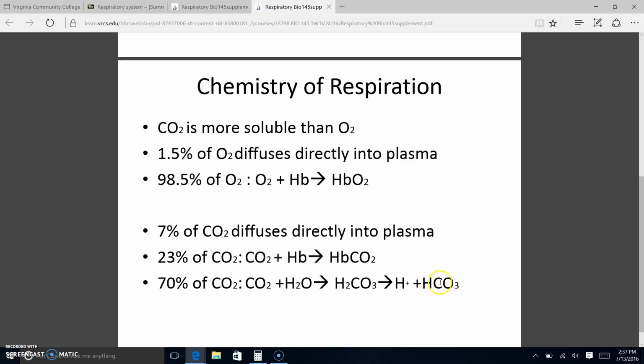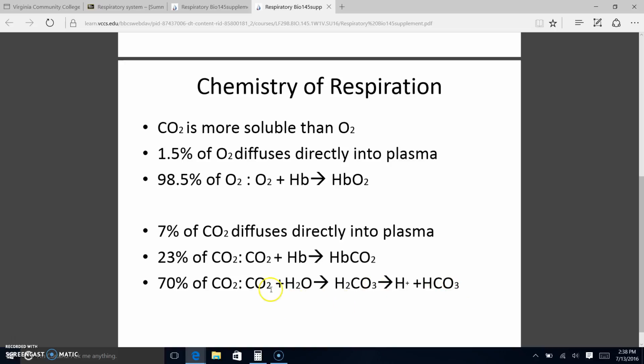Bicarbonate ion then leaves the red blood cell. It exchanges itself with a chloride ion. It leaves the red blood cell, and then it becomes a buffer for our blood. It becomes a base that helps buffer our blood and helps keep our blood at about 7.4 pH on average for arterial blood gases.